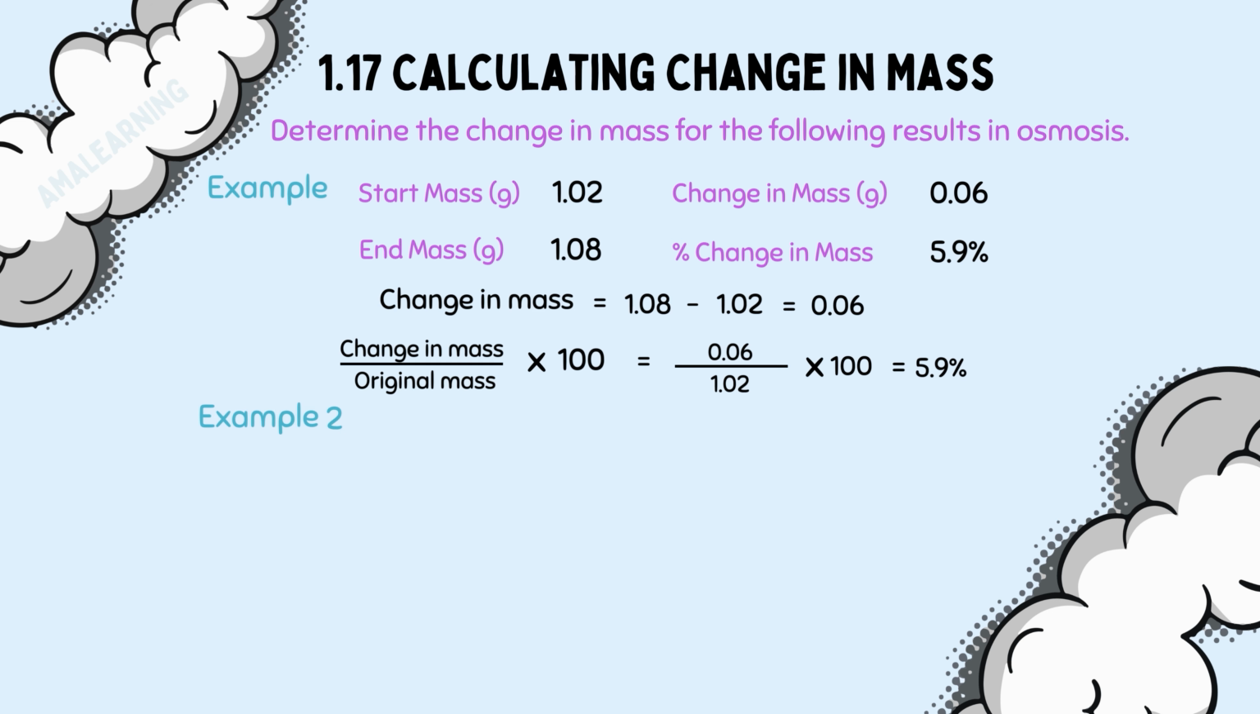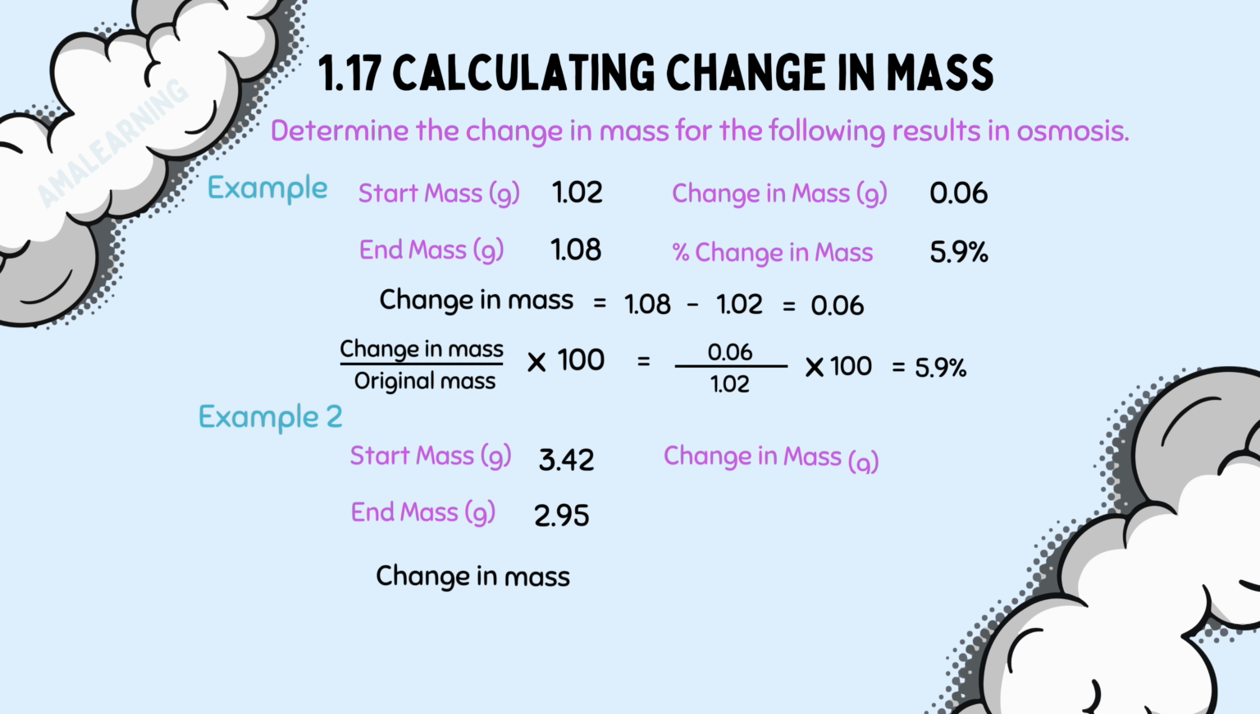Let's go through one more example. A potato has a starting mass of 3.42 grams and an end mass of 2.95 grams. This means the change in mass equals 2.95 minus 3.42, which equals minus 0.47 grams.